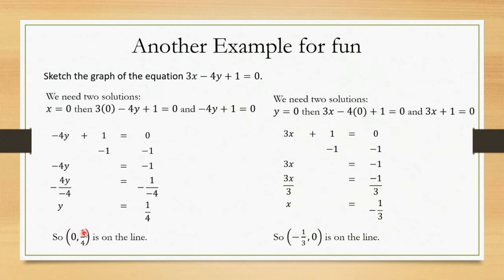But we need 2 points, right? We don't need just one, we need 2. No problem. You could take x to be something else besides 0. To make it easier, I chose y to be 0, and now we're going to solve for x.